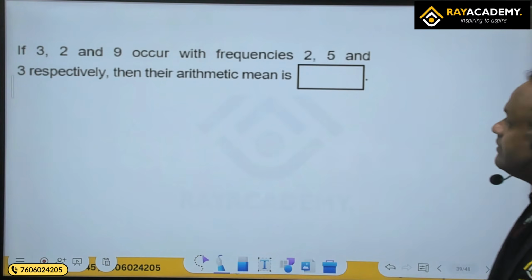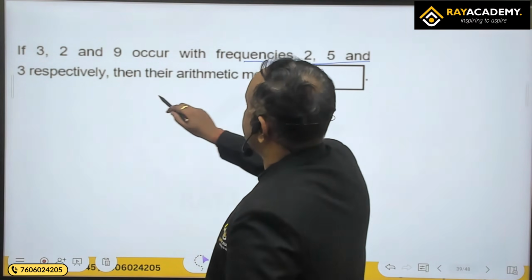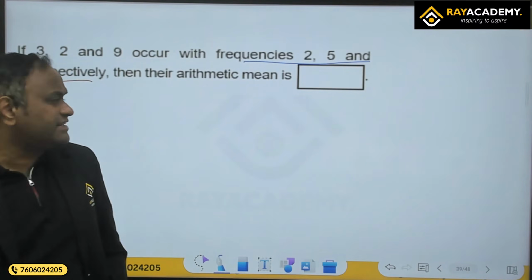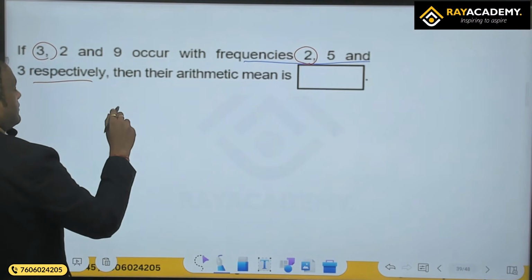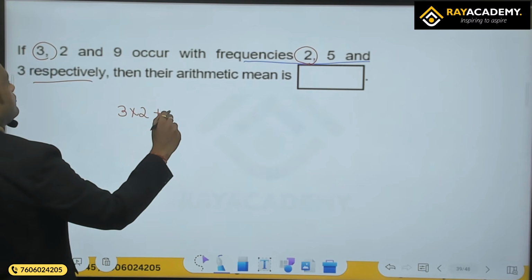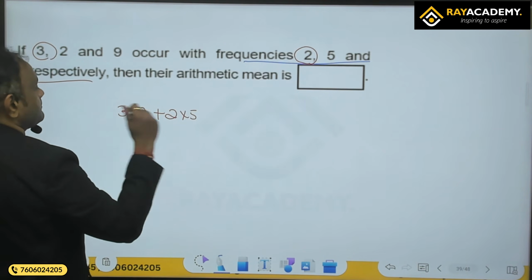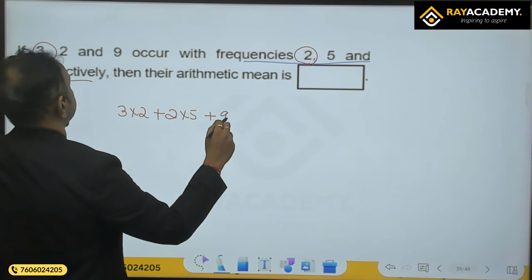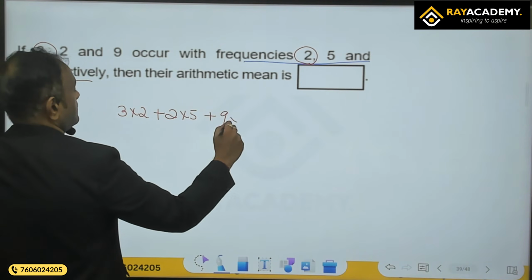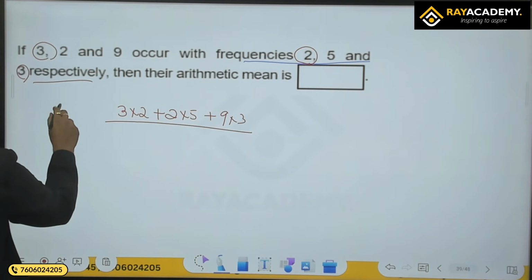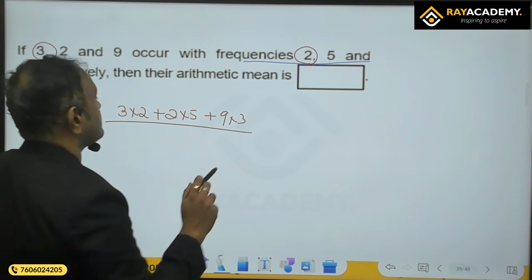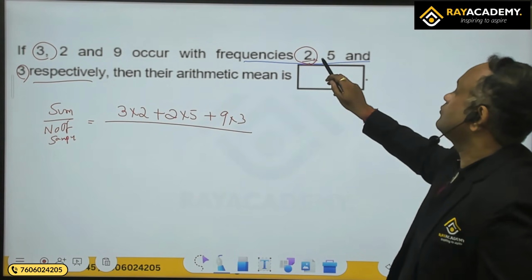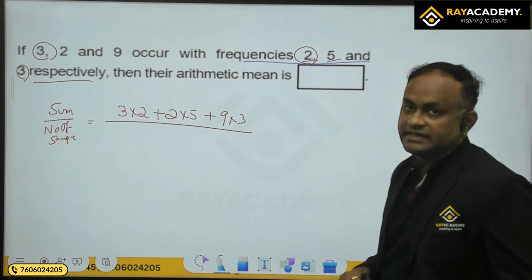If 3, 2 and 9 occur with frequencies of 2, 5 and 3 respectively, then what is their arithmetic mean? That means 3 occurs 2 times, 2 occurs 5 times, 9 occurs 3 times. So the sum will be 3 into 2 plus 2 into 5 plus 9 into 3, divided by the number of samples. The number of samples we get by adding the frequencies 2, 5 and 3: 5 plus 2 is 7, 7 plus 3 will be 10.